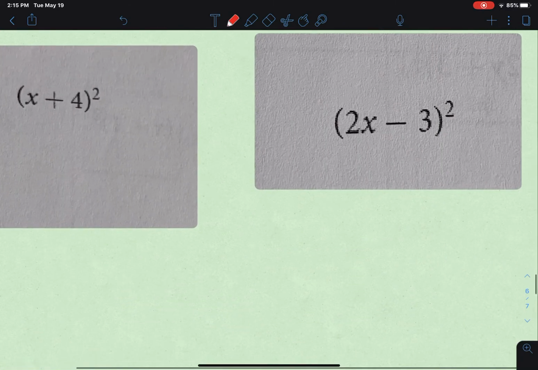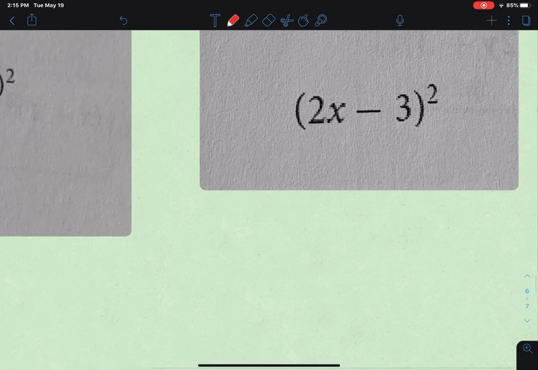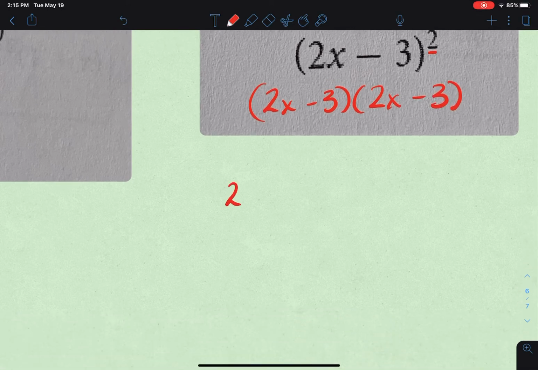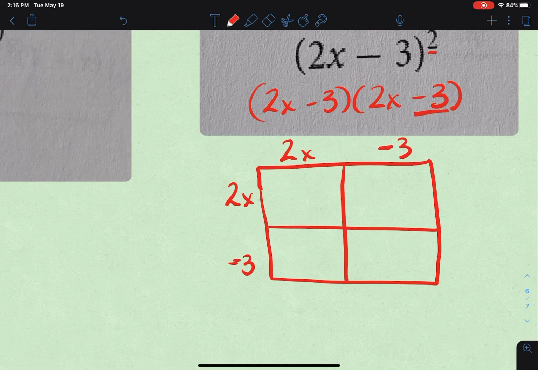Okay, let's take a look at another one. So let's do this (2x - 3) squared. So because there's a squared there, it's going to be 2x minus 3 times 2x minus 3. I'm going to set up my box. So 2x minus 3 and 2x minus 3. Make sure with this minus 3 part, you get the negatives that have to go with both of those so you know that they get distributed correctly.